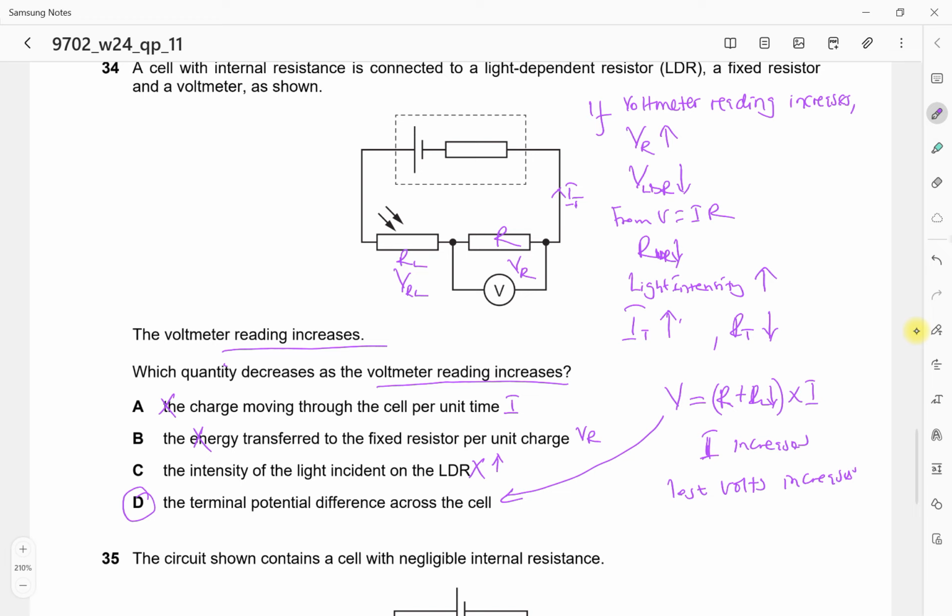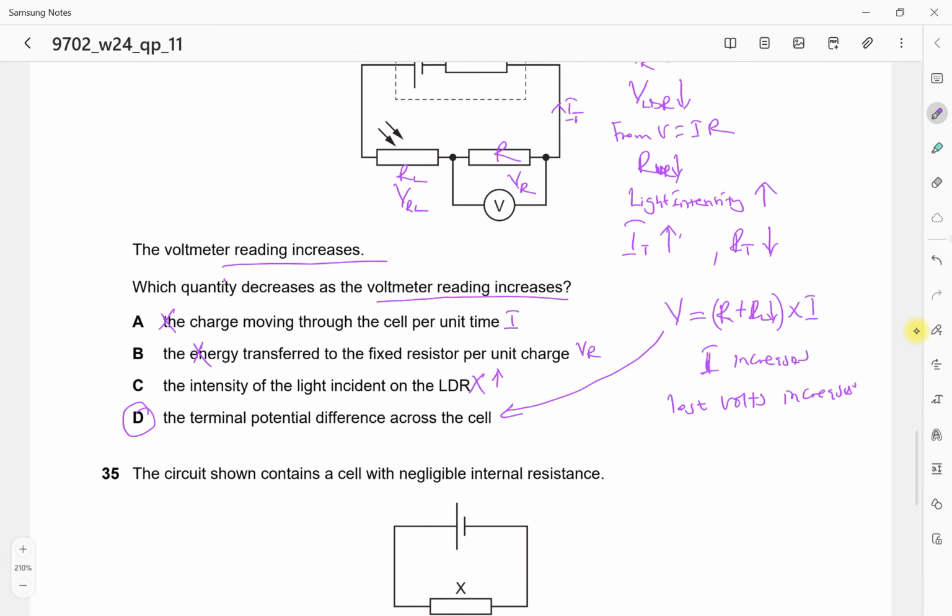increases. And remember, because the EMF remains constant, terminal PD is also equal to EMF minus the lost volts. When the lost volts increase, this one increases, so the terminal PD has decreased. So the answer is D.